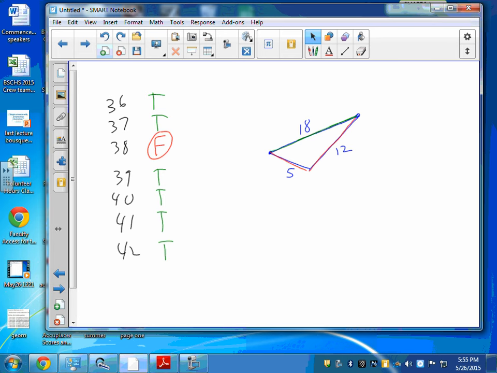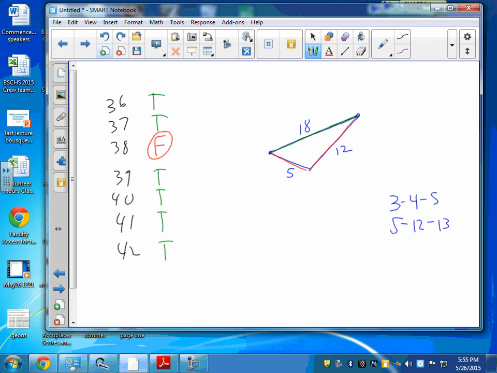39, sides of a right triangle could be 5, 12, 13. That's a true statement. You should know your Pythagorean triples: 3, 4, 5, and 5, 12, 13. And of course, there's an infinite number of these, but these are the ones that you encounter most frequently.